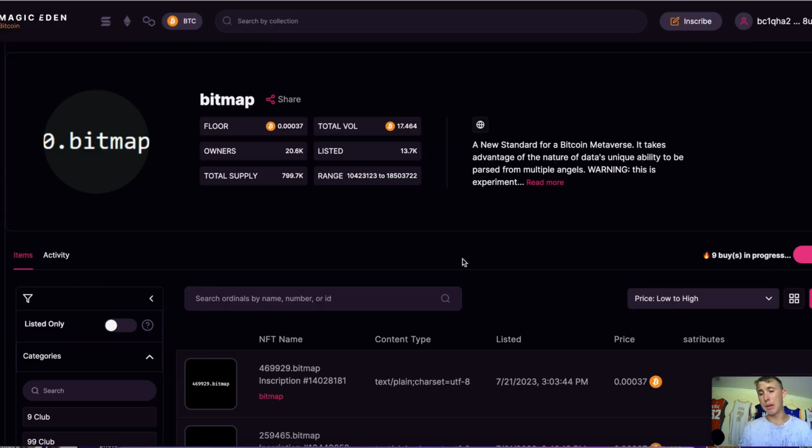What's up guys? In today's video we're going to be talking about the Bitmap meta and giving some updates with trac. Currently Bitmap is up over about 15x from its mint price. The Bitmap floor price has been steadily rising and currently it's up about 13x from its mint price.